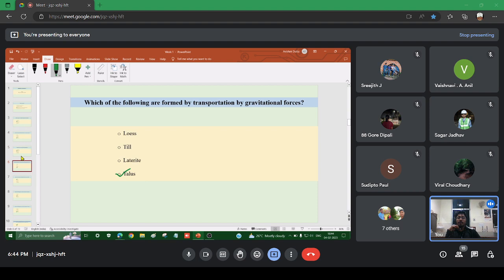Which of the following are formed by transportation by gravitational forces? The answer is talus, because loess is formed by aeolian force, wind. Till is formed by, I think, glaciers. Yes, till is formed by glaciers. Laterite is a residual soil, it stays in the place of formation. Only talus is formed by gravitational forces.